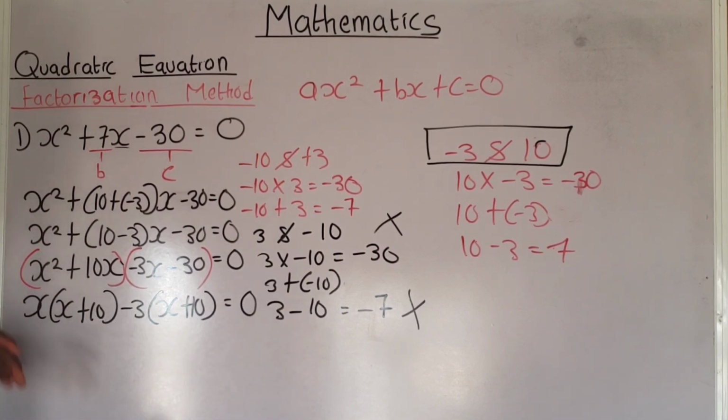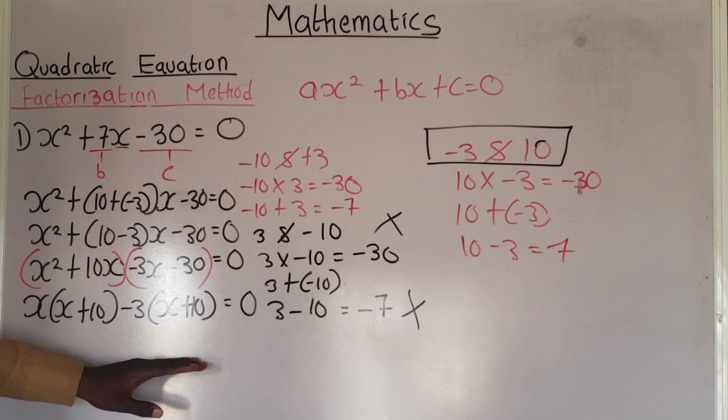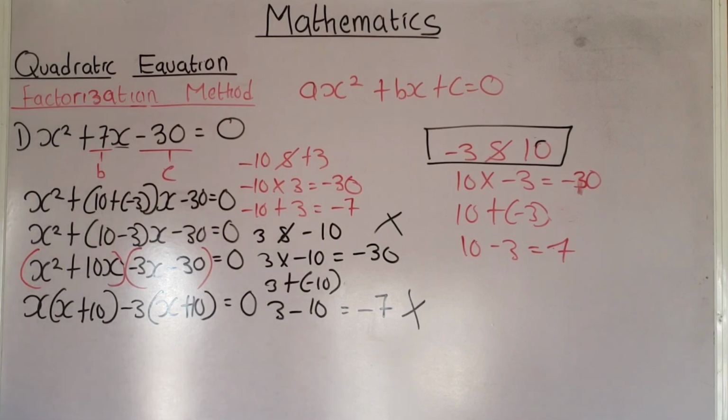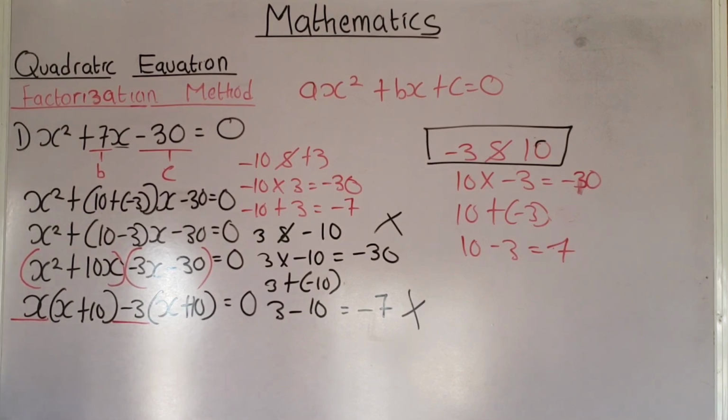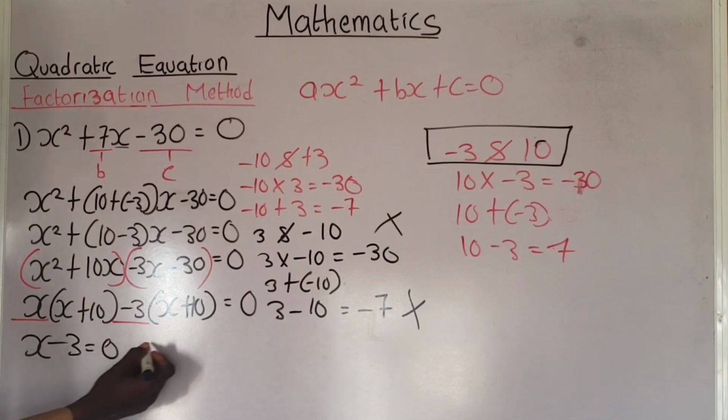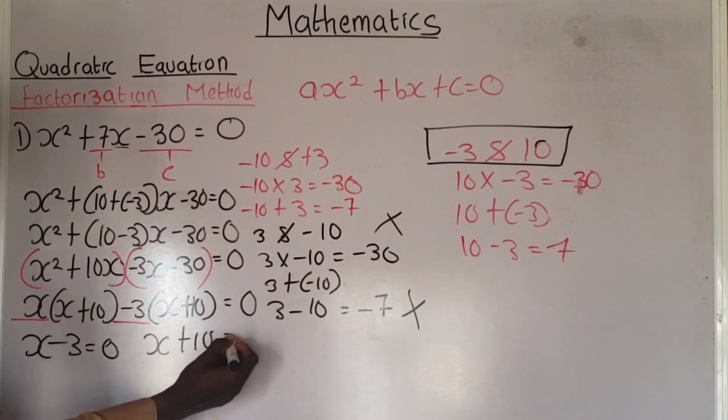When we get to this step, we just factorize the common factor in the first bracket. I got this, and the common factor in the second bracket. I got this. So here, I'm going to add the common factors together. The common factor in this bracket is x. The common factor in the second bracket is negative 3. So I'm going to have x plus minus 3. That will be what? x minus 3. So I'm going to set it to 0. x minus 3 equals 0. And then x plus 10 equals 0.